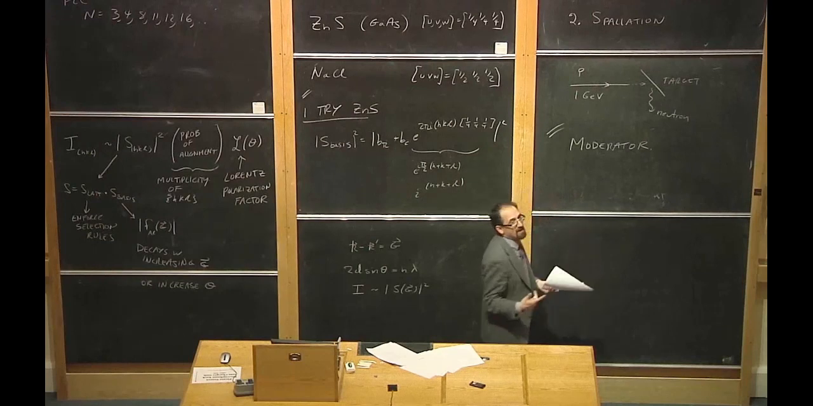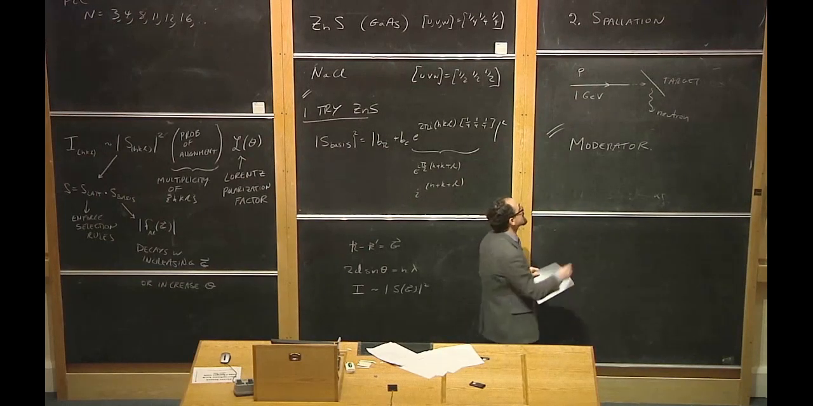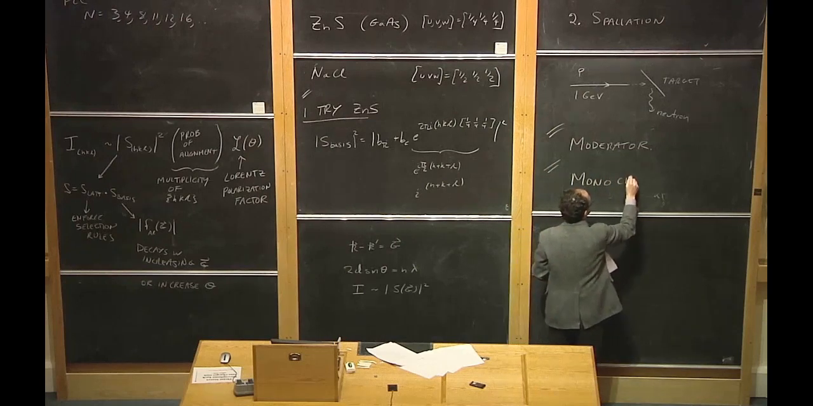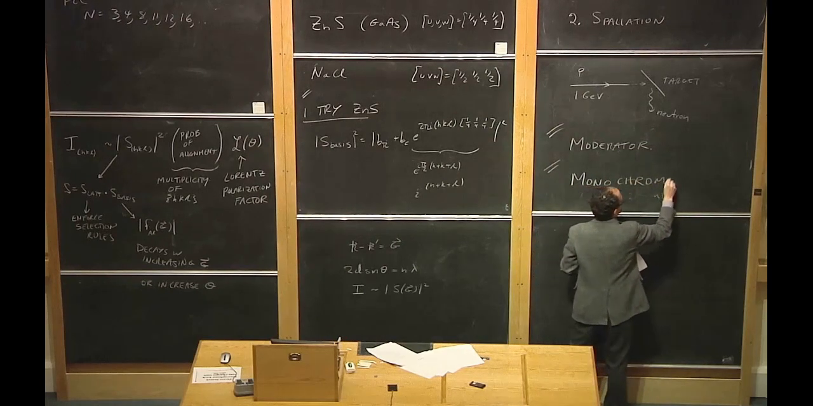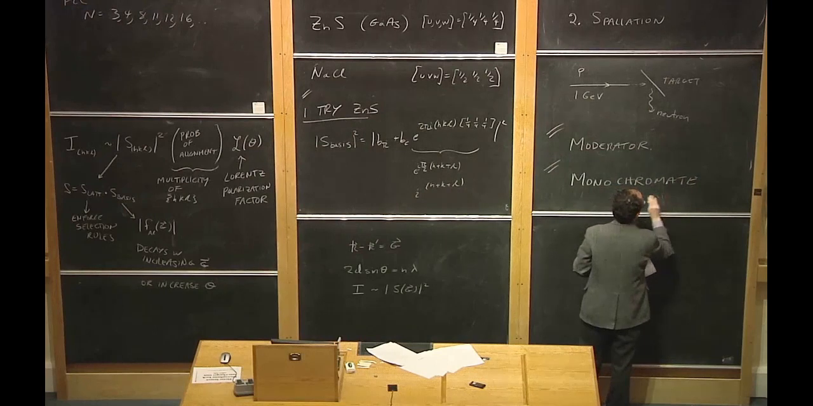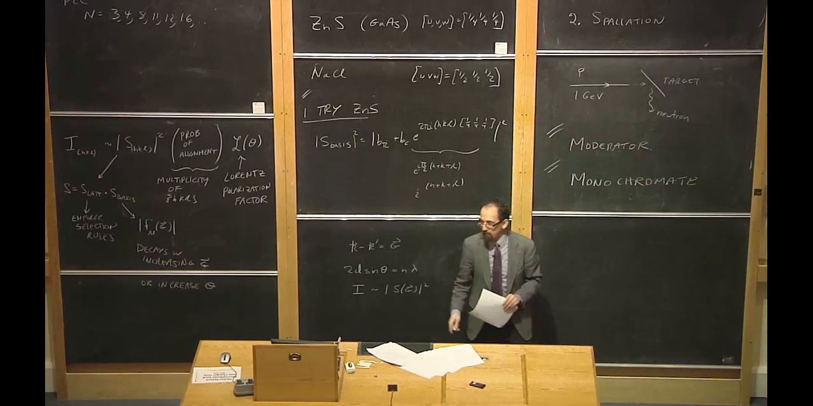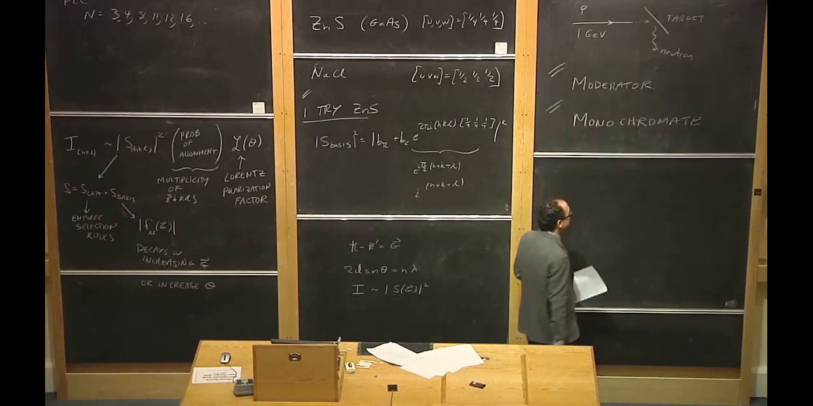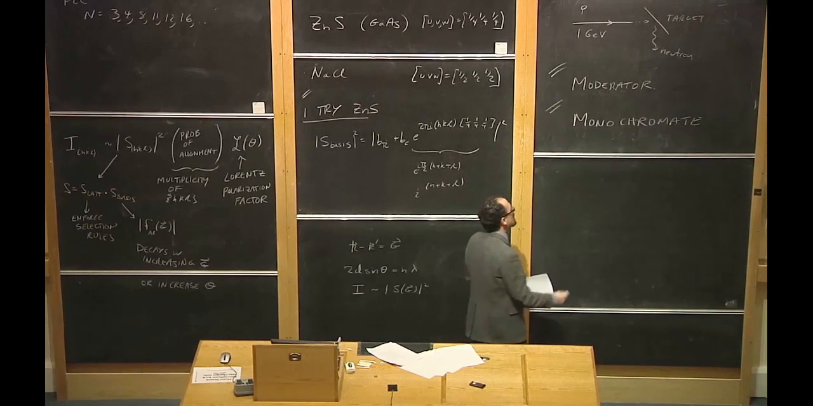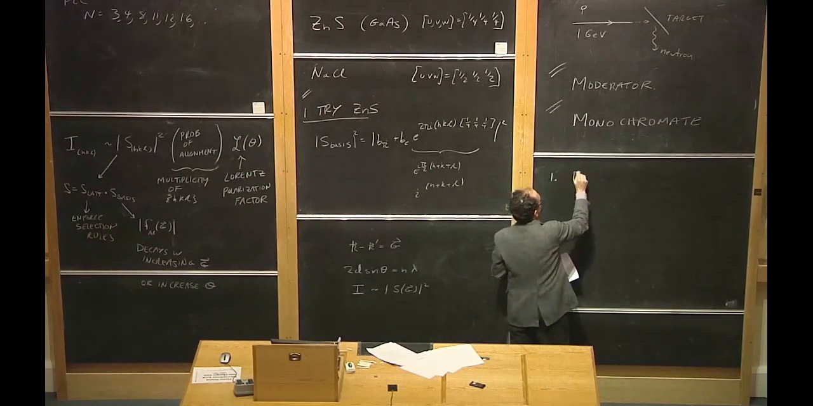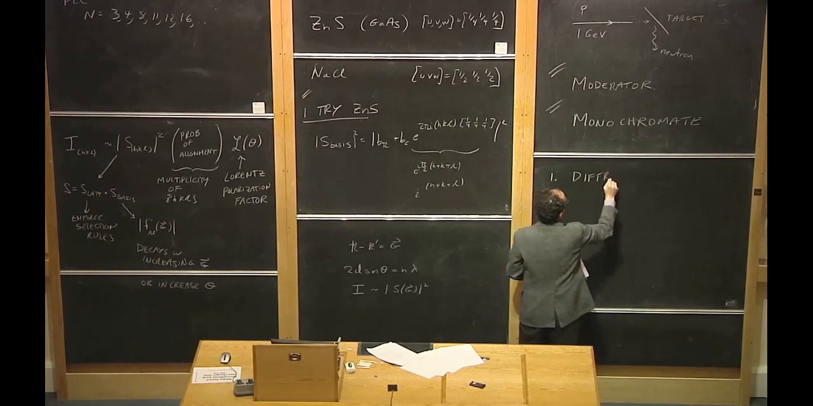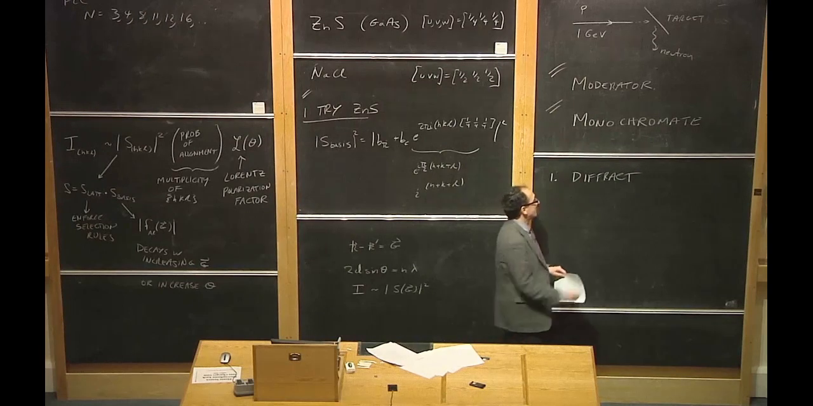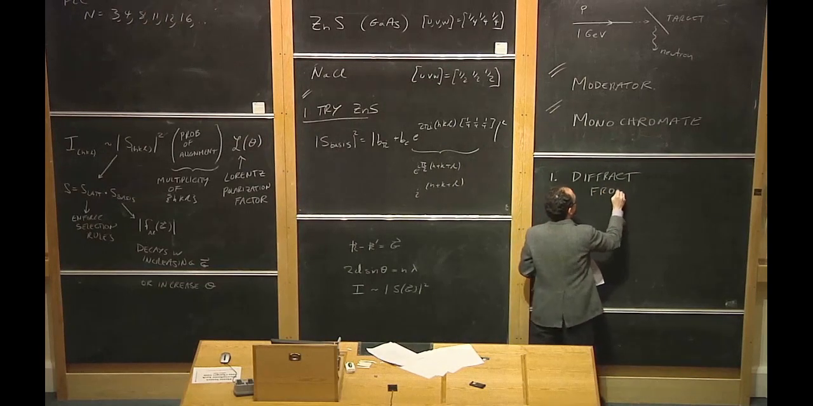Now, once you have the neutrons coming out, you need to somehow figure out how to make them monochromatic, meaning you just want to get one wavelength. Remember, that was the first rule, know your wavelength. So you have to monochromate. So how do you monochromate? One way, method one, is to diffract. So you can use a crystal that's known. We mentioned this in the case of X-rays as well. Diffract from a known crystal.